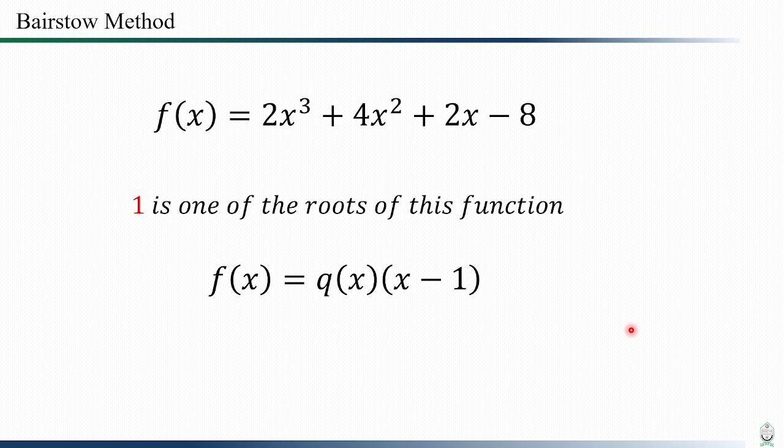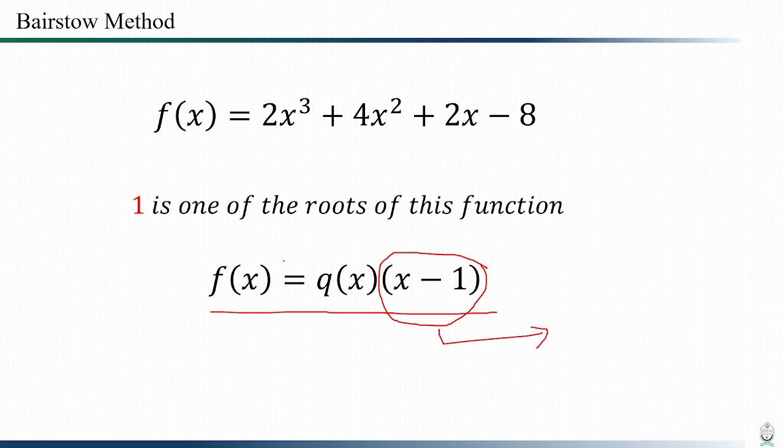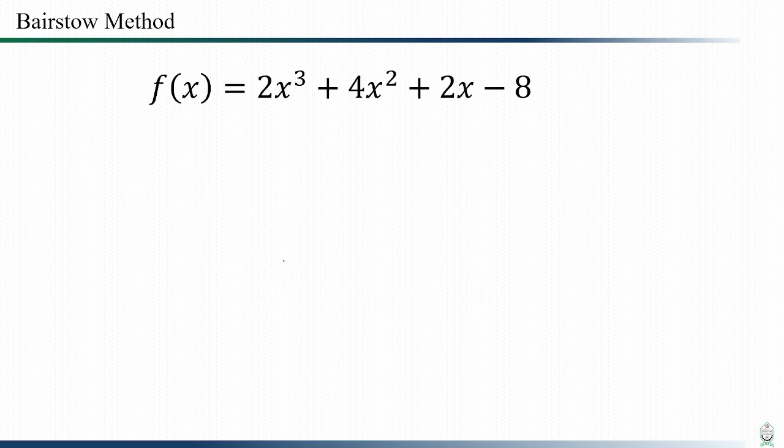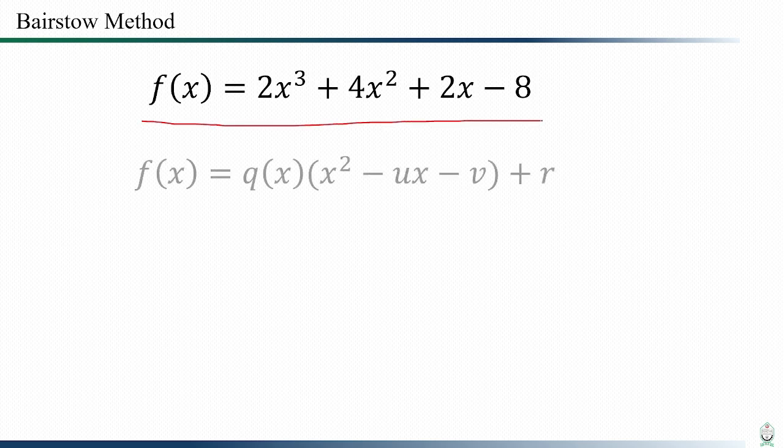Okay. Now let us look at it in the inverse order. If we can write a function in this manner, we can say that if we just solve this part of the function, that gives us one of the roots of the function. What Bairstow method tries here is that if any function is given to us, it will try to convert that function or rearrange that function into this format.